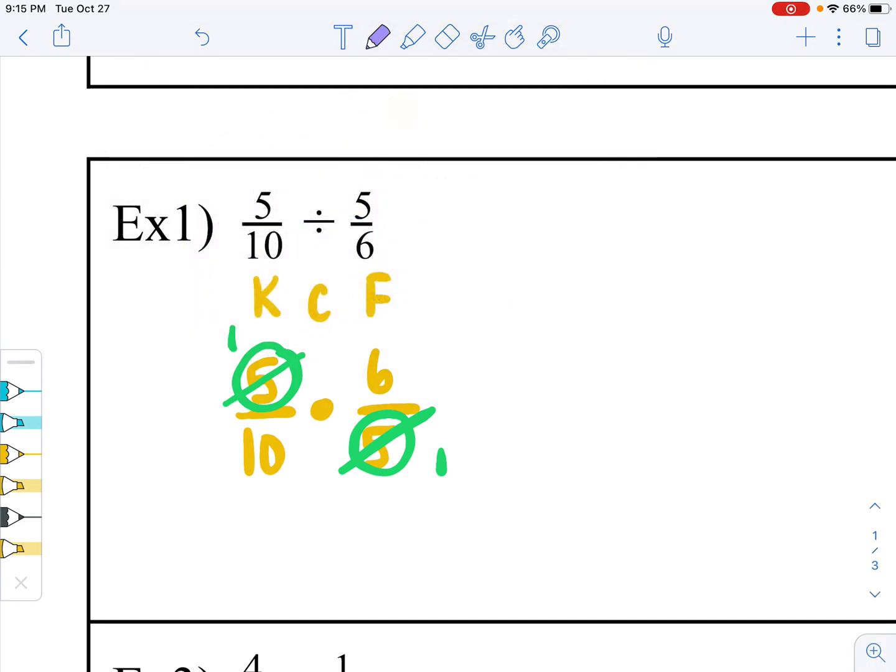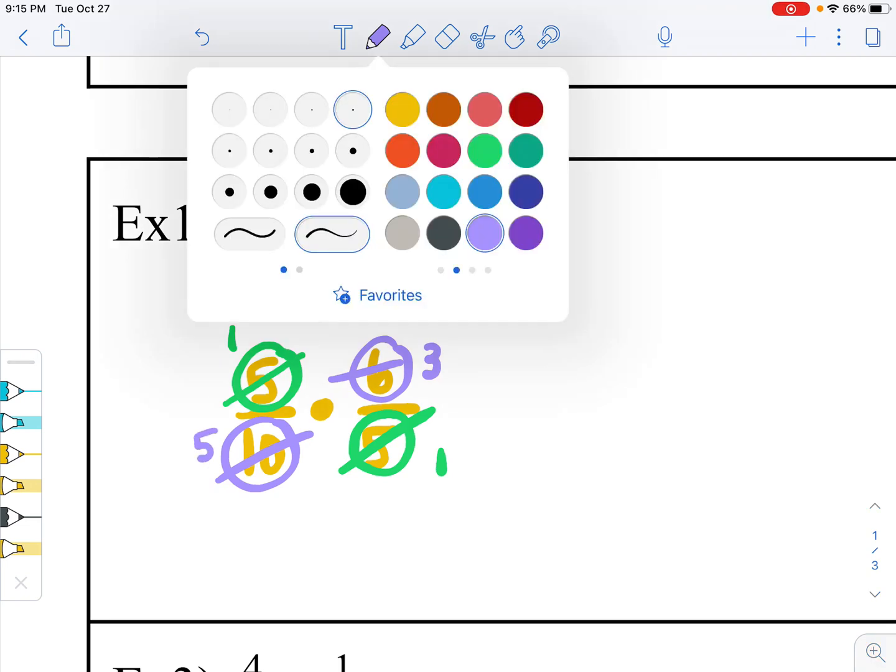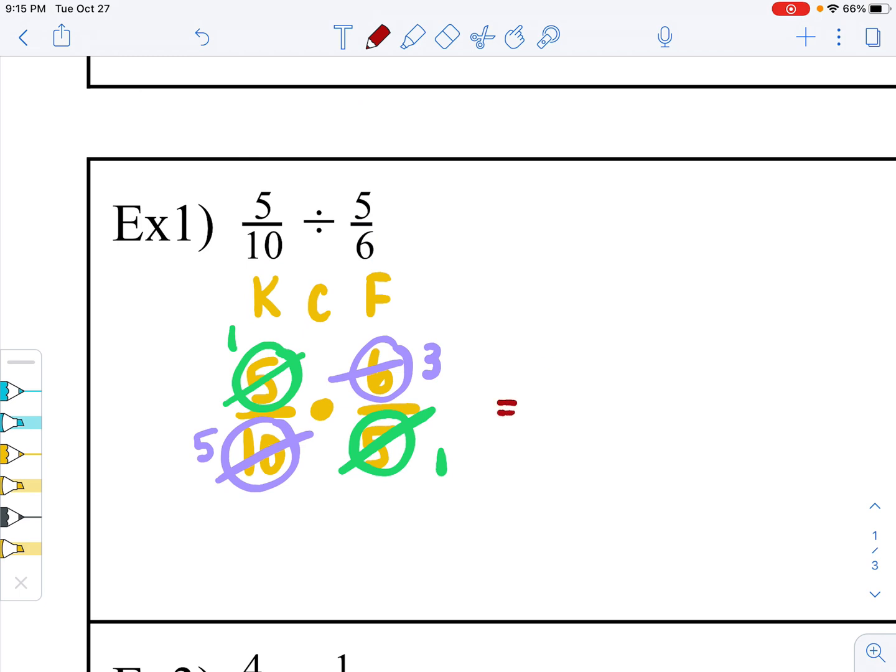On the other diagonal, we have 6 and 10. And I know that 2 goes into both 6 and 10. 2 goes into 6 3 times, and 2 goes into 10 5 times. So now we are left with smaller numbers. We have 1 times 3 is 3. 5 times 1 is 5.